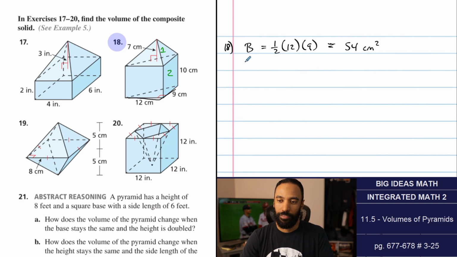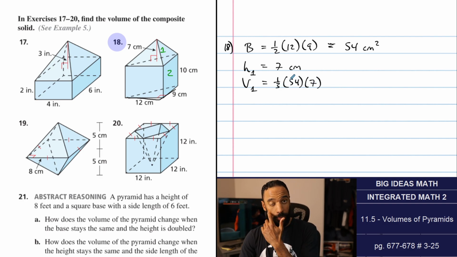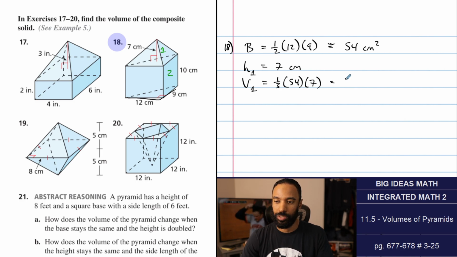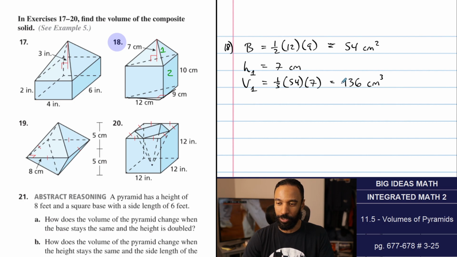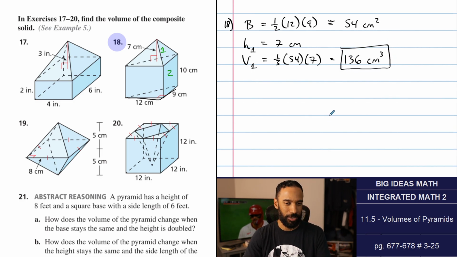The height of object 1 is 7 centimeters. So the volume of object 1, it's the pyramid, we take 1/3 area of base times the height. 54 divided by 3 is 18. And 18 times 7 is 136. And I apologize if I'm getting anything wrong. I'm not using my calculator for a lot of these things. So sorry if I get something wrong. I hope my setup is getting you to where you need to go.